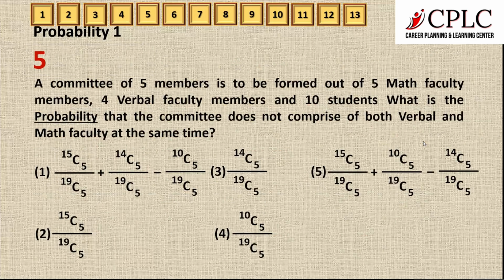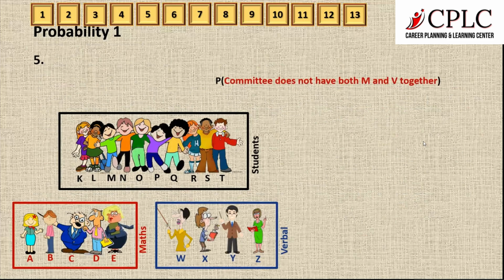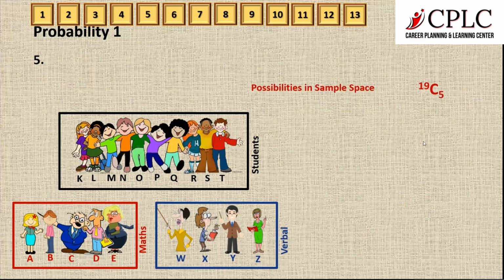Moving to the next question. A committee of 5 members is to be formed out of 5 math faculty members, 4 verbal faculty members, and 10 students. What is the probability that the committee does not comprise both verbal and math faculty at the same time? Now, what will be the sample space over here? So the sample space is going to be 19C5, as there are 19 members and we have to form a committee of 5 members.